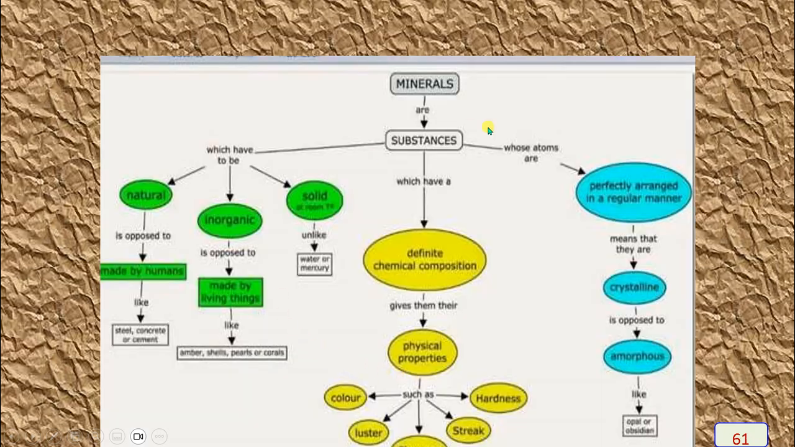The minerals are very much required for the different body activities. They are perfectly arranged in a regular manner, which means that they are crystalline, or if it is not so, then it is amorphous, a solution or liquid. So the mineral deficiency will happen naturally, they are inorganic, and third, they are solid, which is always required.